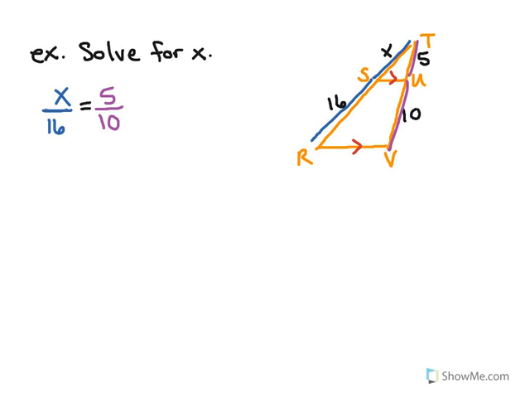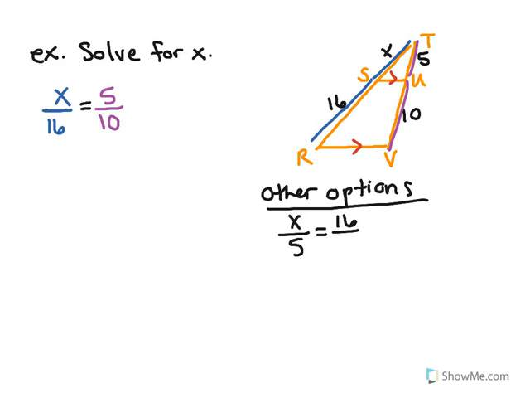Now, this is not the only way that you can set this proportion up. Let's see if we can set it up a couple other ways before we start solving. Here are some other options. I could instead do X over 5 is to 16 over 10. I could do that just as easily. I could also do 16 over X is to 10 over 5. So there's no right or wrong way to write these proportions.